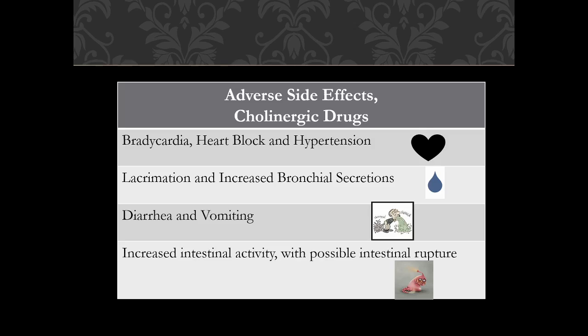Some adverse side effects of cholinergic drugs can cause low heart rate, heart block, and hypertension, will increase tearing, so lacrimation, and bronchial secretions, can cause diarrhea and vomiting, and increased intestinal activity with possible intestinal rupture. Think about metoclopramide.